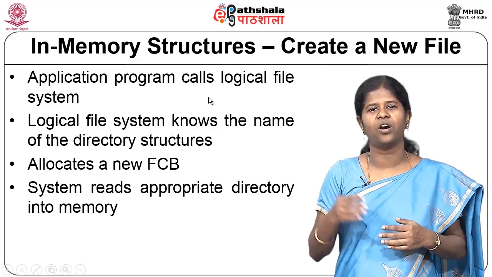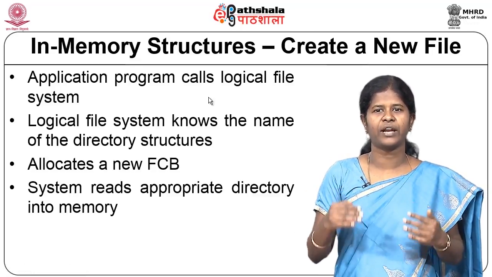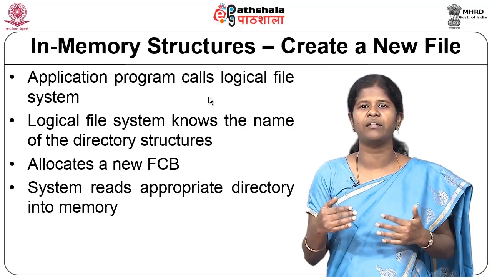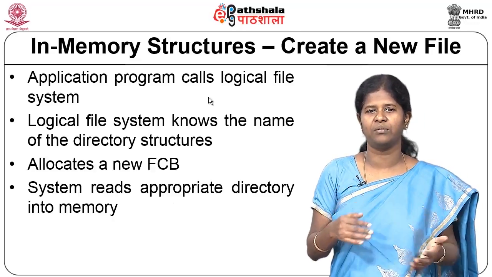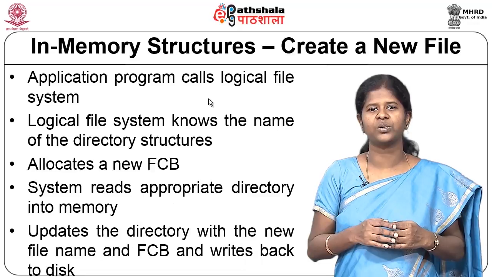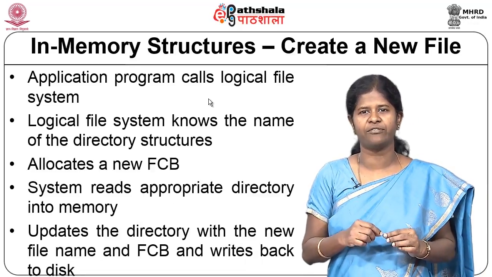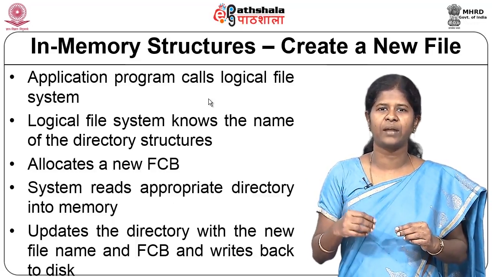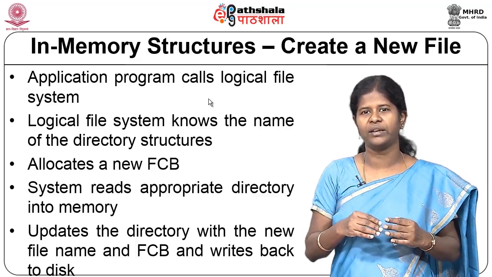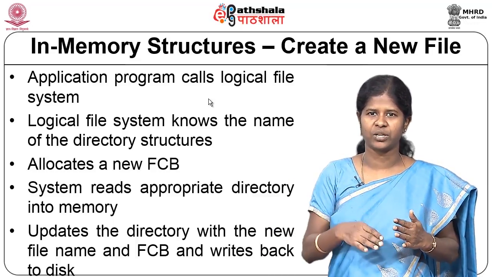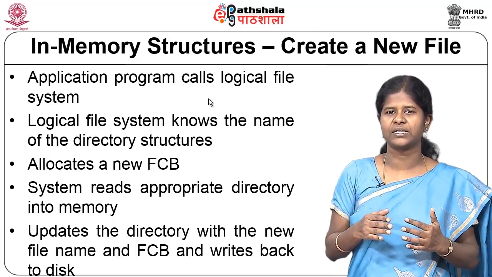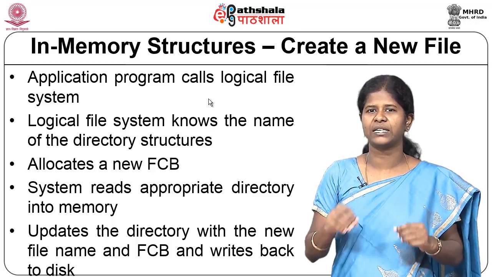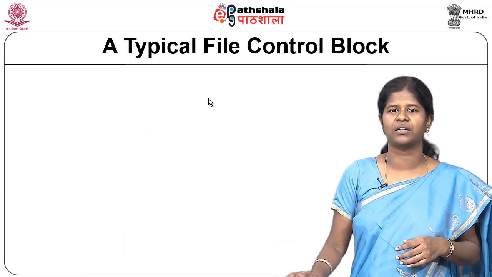And then the system will read the appropriate directory into the memory. Say if you are trying to create this file in the current directory, then the current directory's contents will be read into the main memory. Now, what we need to do in the directory is create an entry for this new file, and the data related to that FCB has to be written in that particular directory's entry. So, you have read the directory from the disk into the main memory. Now, in this directory's contents, you need to write the name of the file and the FCB, and once this entry is made, this directory can be written back to the disk.